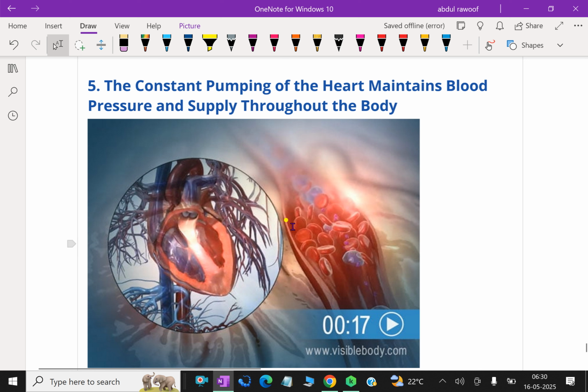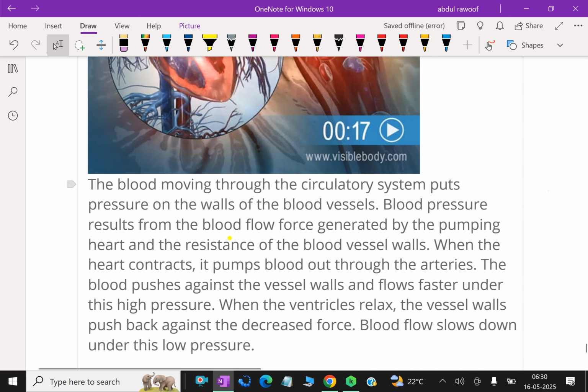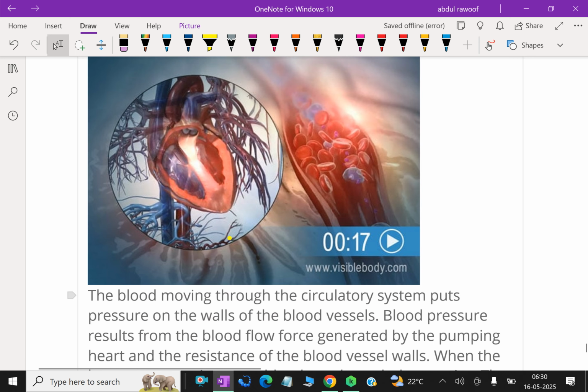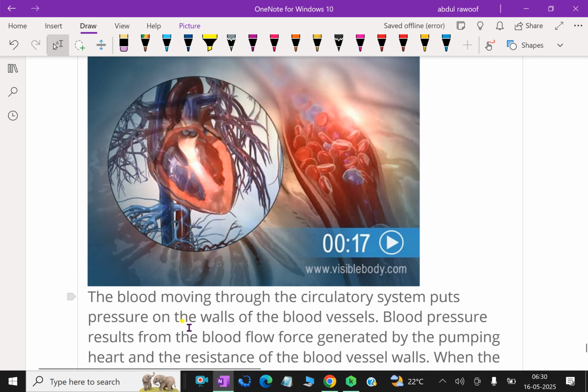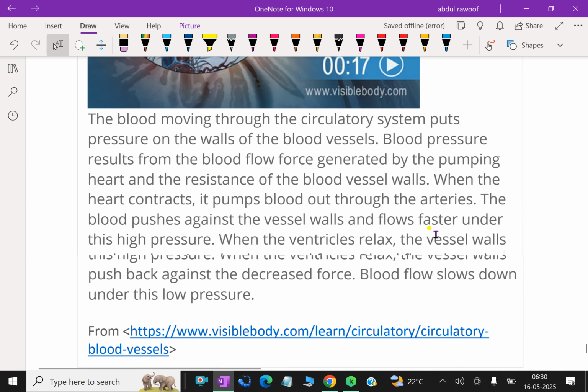The constant pumping of the heart maintains blood pressure and supply throughout the body. The blood moving through the circulatory system puts pressure on the walls of the blood vessels. Blood pressure results from the force of blood flow generated by the pumping heart and the resistance of the blood vessel walls.